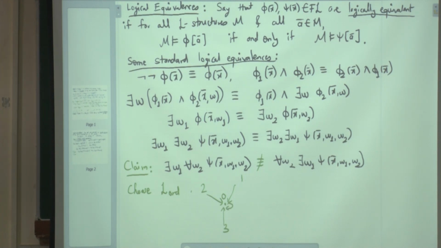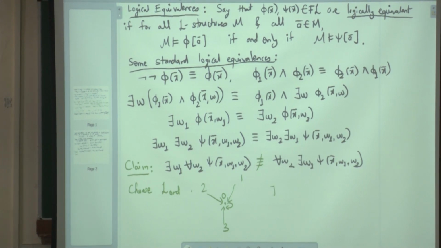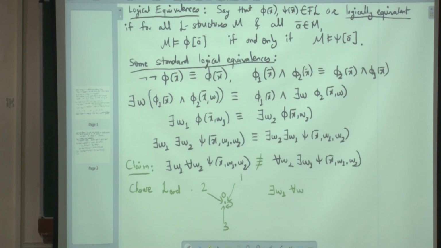So the formula would be: there exists W1 such that for all W2, there is a directed edge from W1 to W2, so R W1 W2, right. So this particular structure satisfies this. Can you see that? Good. And it does not satisfy the other one. And why is that the case? You don't have an edge coming into the vertex 1, for example.